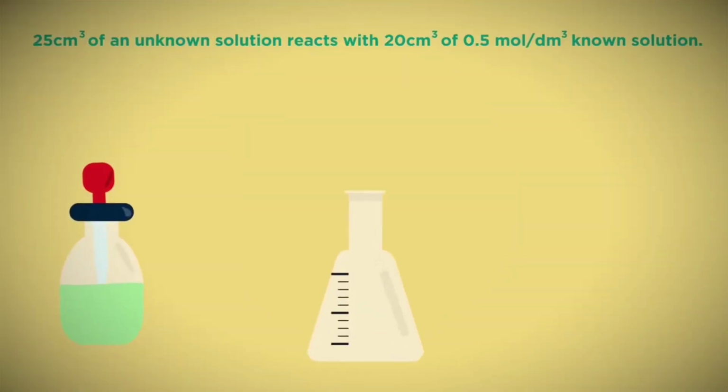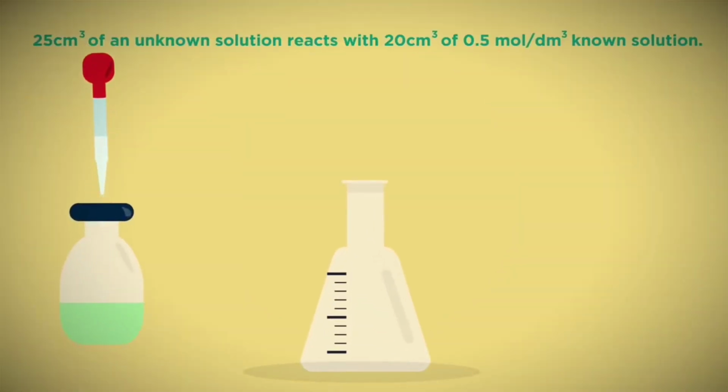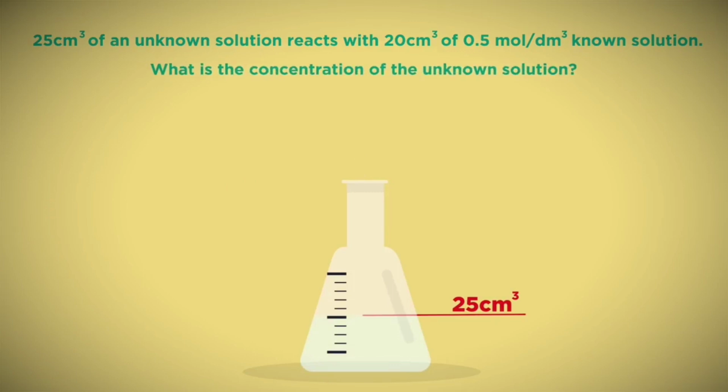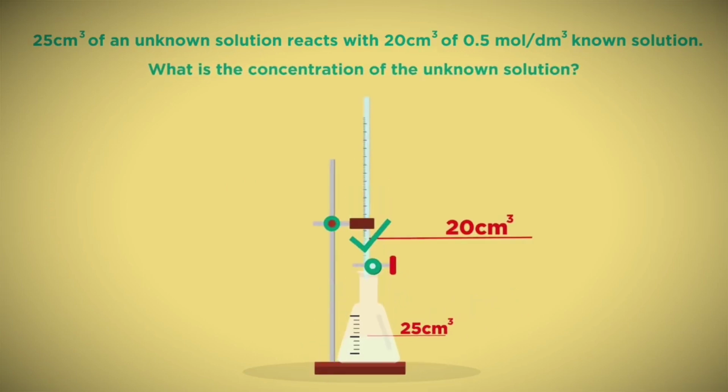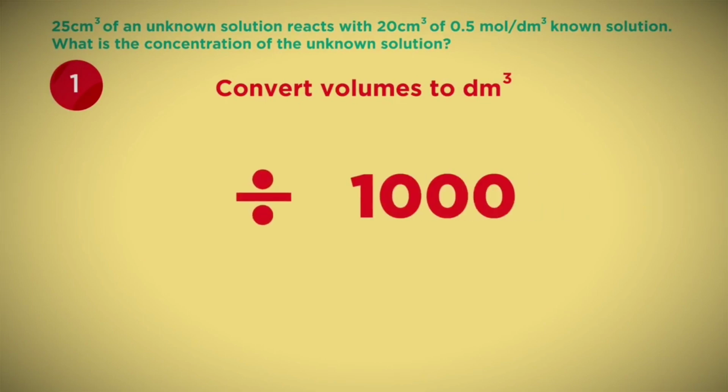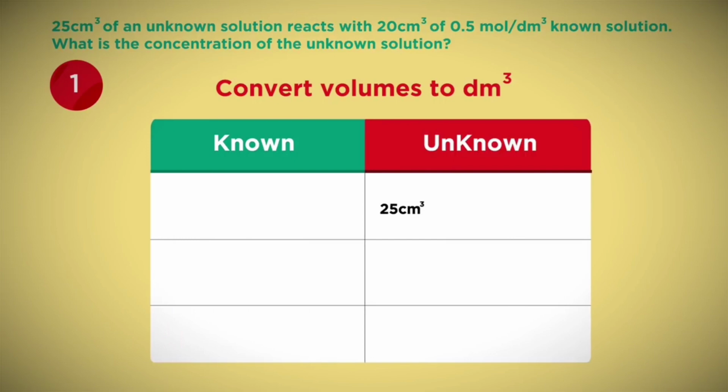So let's look at an example. We have carried out a titration. We started with 25 cubic centimeters of an unknown solution in the conical flask. We then added 20 cubic centimeters of the known solution of concentration 0.5 mol per cubic decimeter to complete the reaction. What is the concentration of the unknown solution? First, we need to convert volumes to cubic decimeters. We do this by dividing by 1000. So, 25 cubic centimeters divided by 1000 equals 0.025 cubic decimeters. And 20 cubic centimeters divided by 1000 equals 0.02 cubic decimeters.